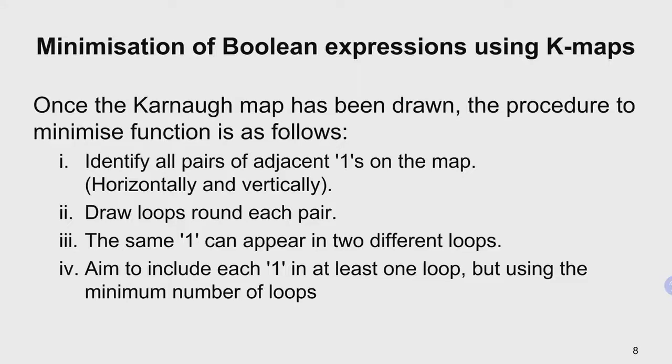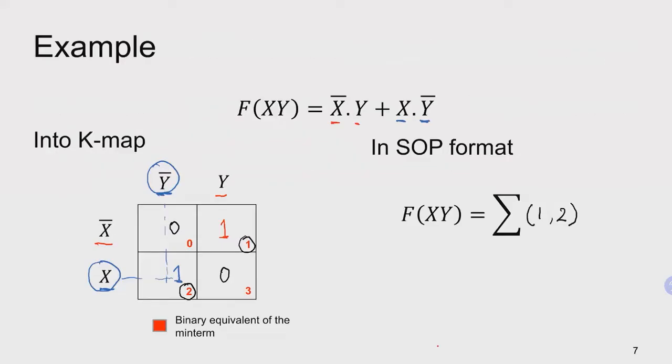So we have to identify all pairs of adjacent ones on the K-map. Adjacent meaning next to each other, horizontally and vertically. So in this example, this 2, 1 is not adjacent to each other. They are not horizontal or vertical.